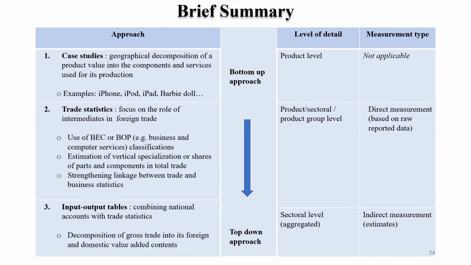So in short, there could be three approaches. One approach is based on case studies. Another approach looks at trade through intermediate goods, and if we know what the intermediate components of what sector are, then we'll be able to connect them. This is mostly using trade data. And the third approach is through the multi-regional input-output table.